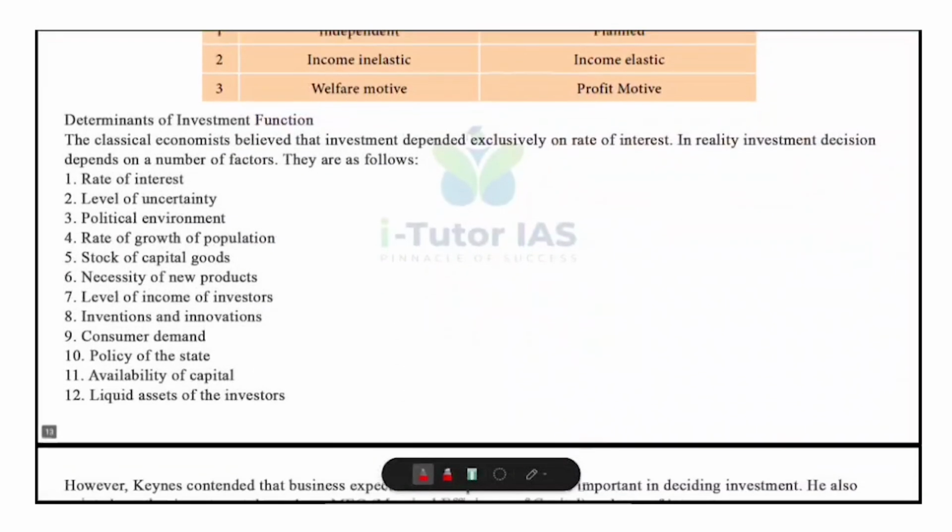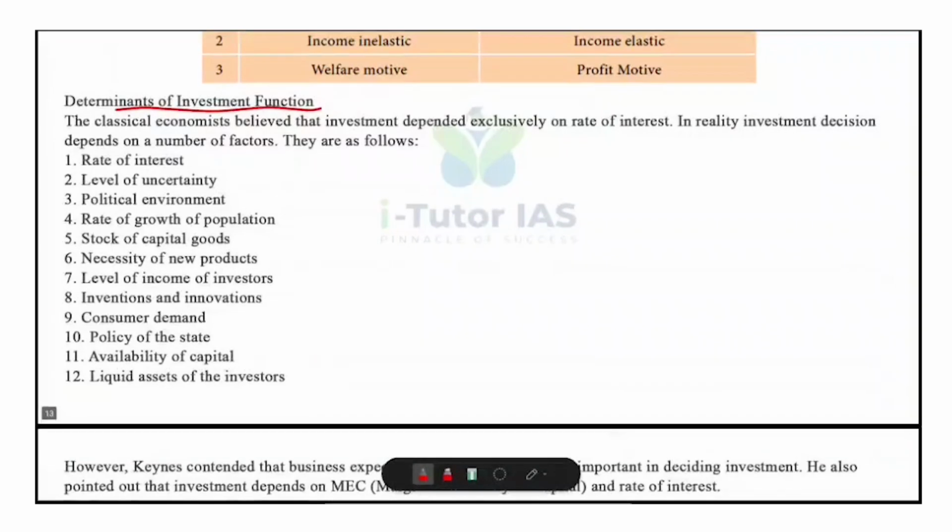Now let's look at the determinants of investment function. Classical economists like J.B. Say and Ricardo believe that investment depends only on the rate of interest. But according to Keynes and modern economists, the decision to invest actually depends on many other economic, social and psychological factors, not just interest rate. So let's look at them one by one. First one, rate of interest. The most important traditional factor is rate of interest.